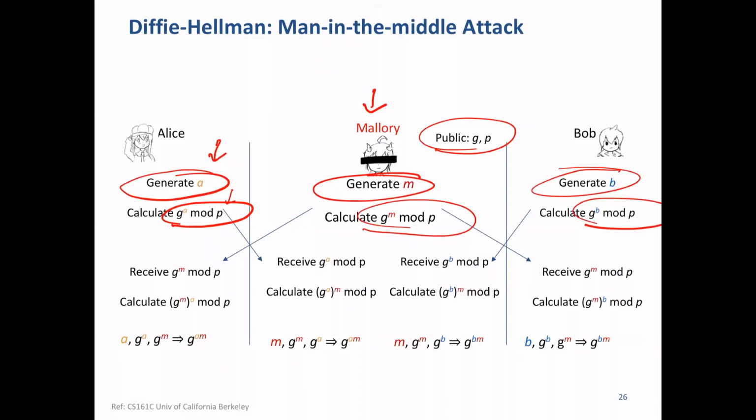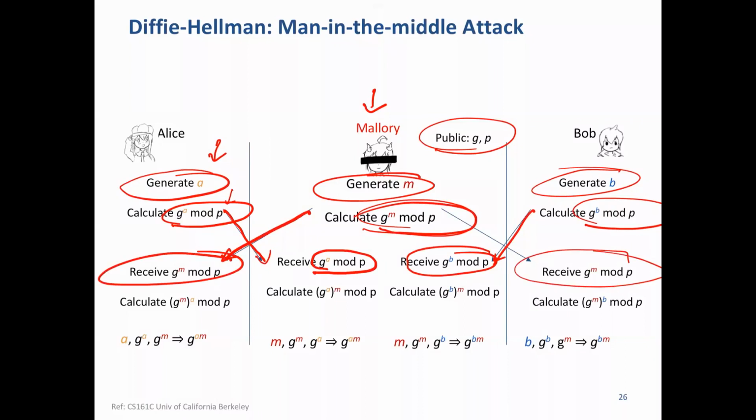And now Alice thinks that she is sending it to Bob, but actually it is received by Mallory. Mallory receives G raised to the power A mod P from Alice, and similarly she receives G raised to the power B mod P from Bob, but she sends her own public key, G raised to the power M mod P, to both Alice and Bob. So Alice and Bob receive this public number which Mallory generates, but they do not know that it's coming from Mallory. Alice thinks it's coming from Bob.